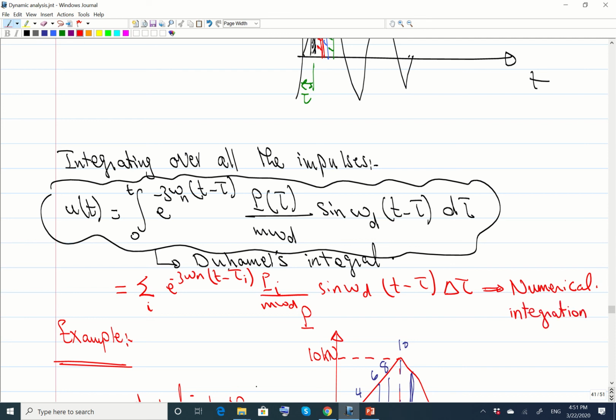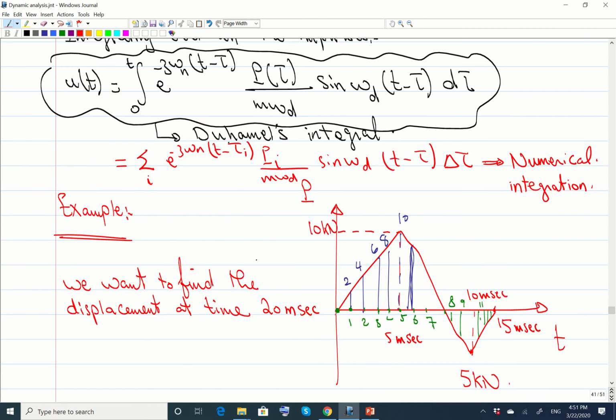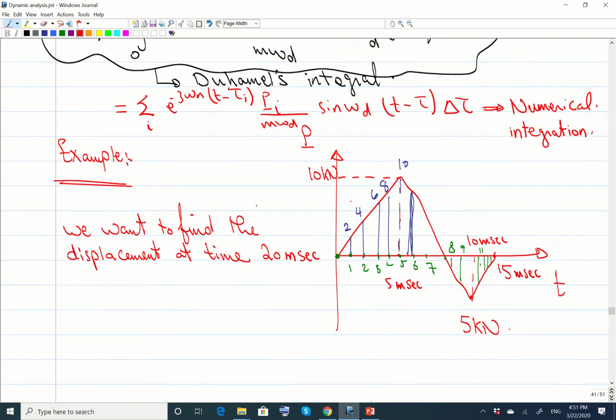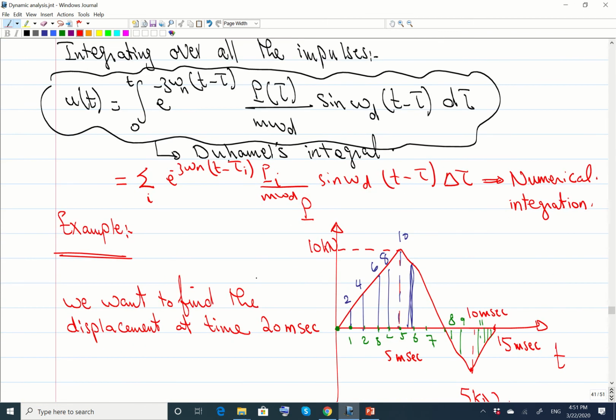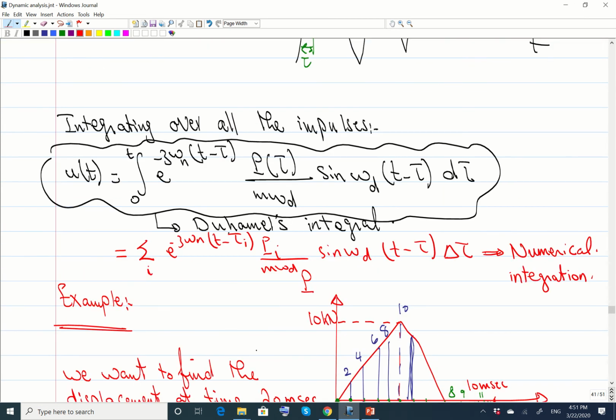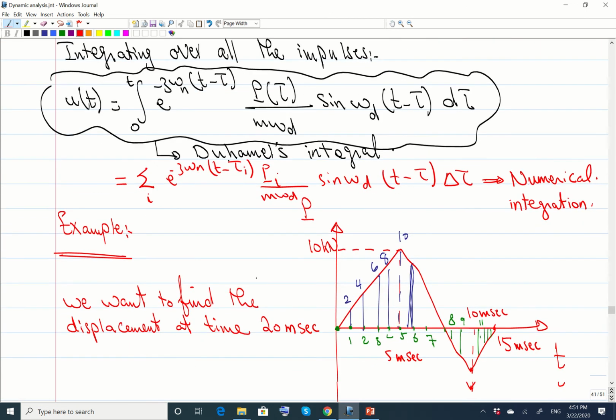So as you see, knowing the forces at the sampling points, I can find the displacement at some time step, at 20. What if I want to find the displacement at 5? I need to repeat this at 5, but the integral will be different. You cannot use the same values that you used for the 20, because t here is going to be 5, and you're going to integrate all the way up to 5 only, not to 20.